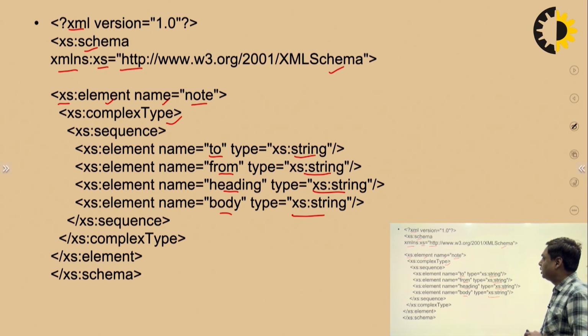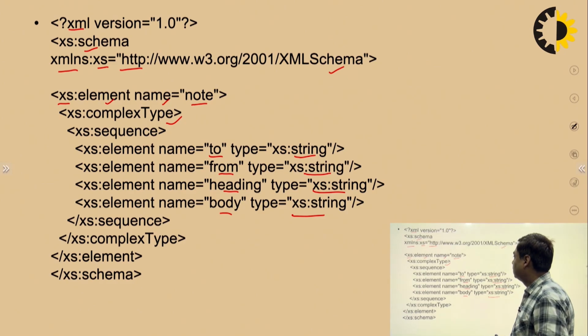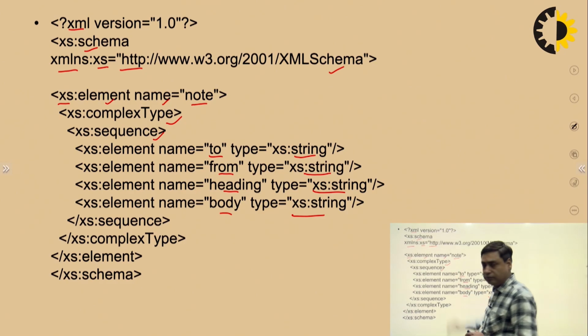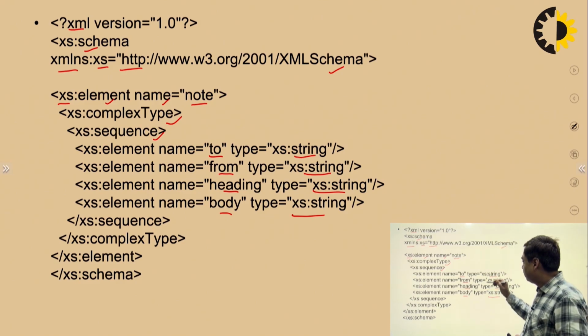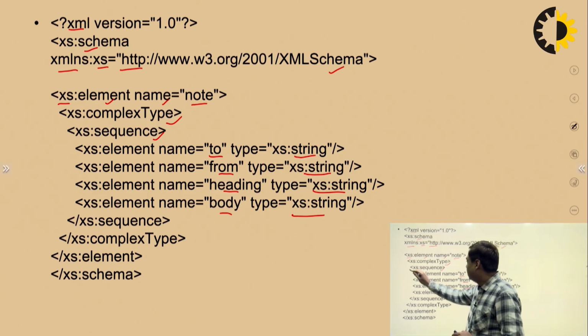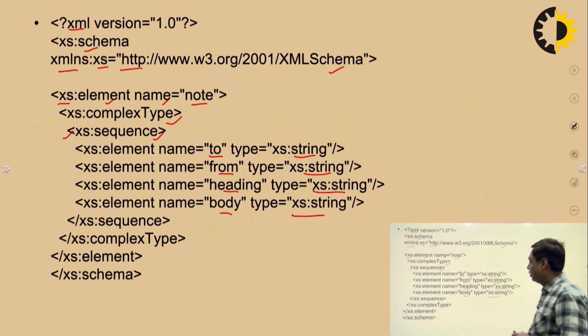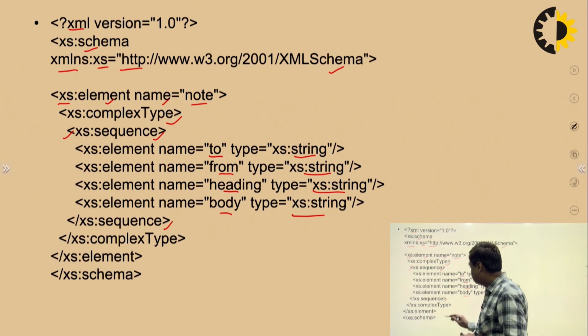Now the second important part is that to, from, heading and body must be in sequence. So we have defined the sequence here. First the to element will come, then from, then heading and then body. You have to define the sequence for all these elements also. Then comes the end of the sequence, end of the complex type, end of the element and end of the schema.